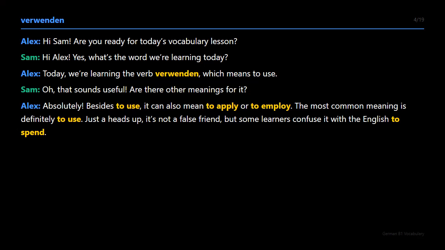Today, we're learning the verb verwenden, which means to use. Oh, that sounds useful. Are there other meanings for it? Absolutely. Besides to use, it can also mean to apply or to employ. The most common meaning is definitely to use.